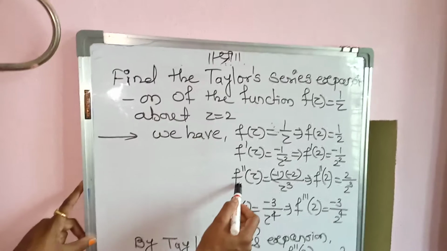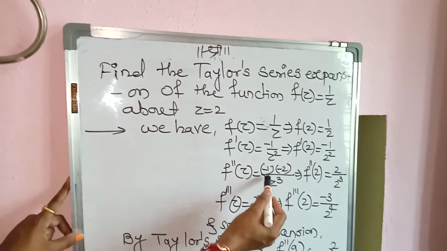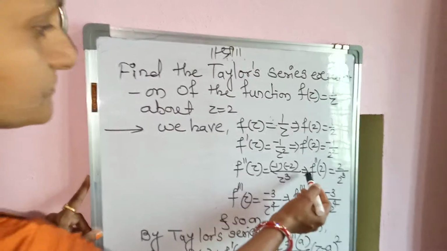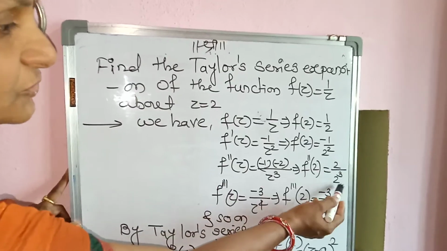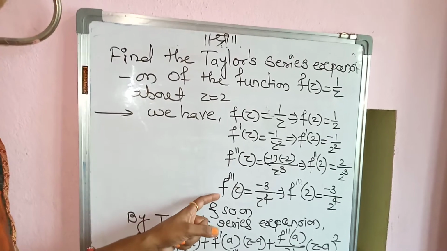One more time, if I go for the derivative f double dash of z, which is nothing but minus 1 minus 2 divided by z cube. So that f double dash of 2, this value will be 2 by 2 cube. So now I have found the values up to the third order derivative.